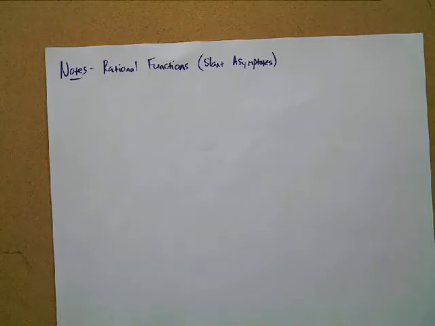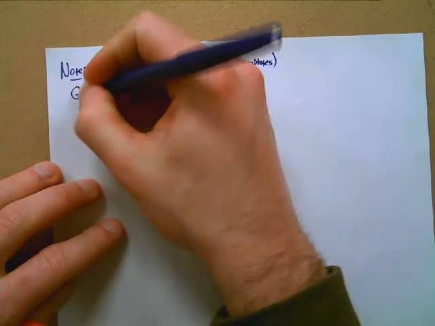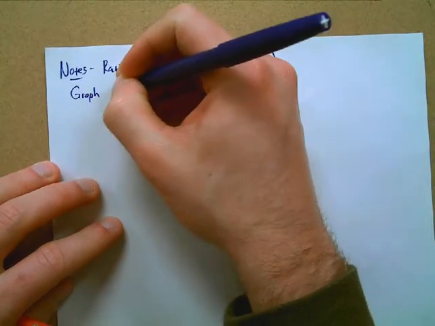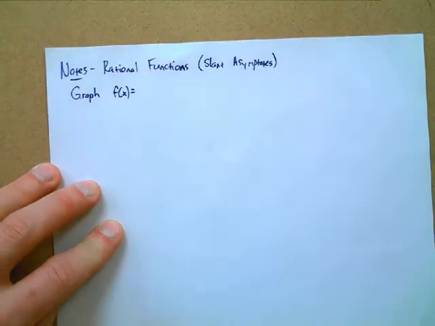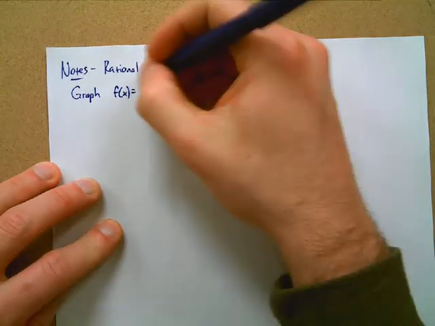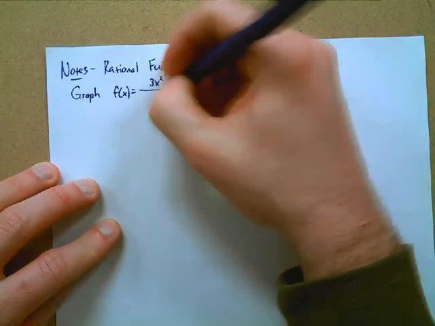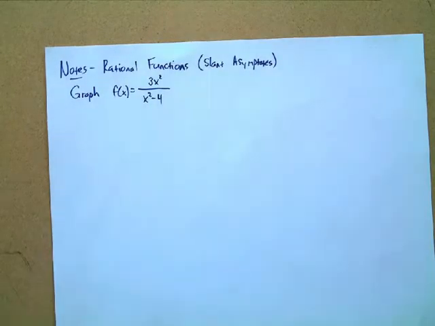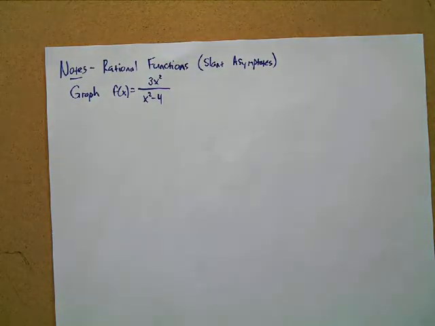So let's look here at what we've got. All right, we'll pick a rational function here. So let's say we want to graph yet another rational function, and we'll look at 3x squared over x squared minus 4. All right, so we'll go through the same steps we've been going through here.